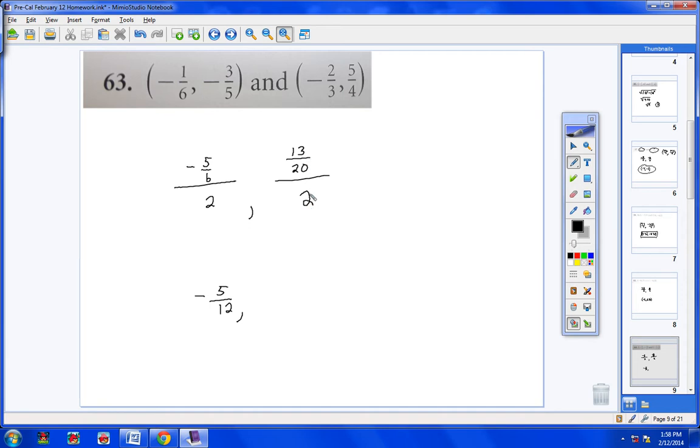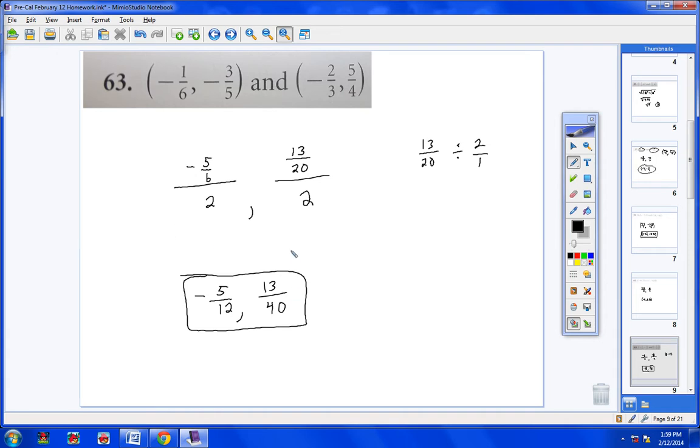You can do this longhand like this. 13 over 20 divided by 2 over 1. Or you can flip that fraction and multiply. Or you can type this whole thing into your calculator. 13/20 over 2. Either way, you'll get the correct answer, which is 13 over 40ths. Okay, 13/40. All right, let's continue on now to the more difficult problems.